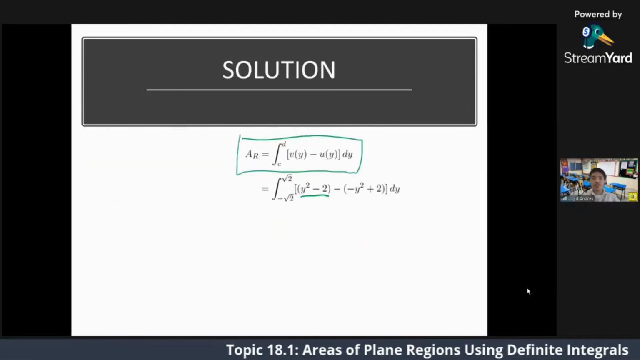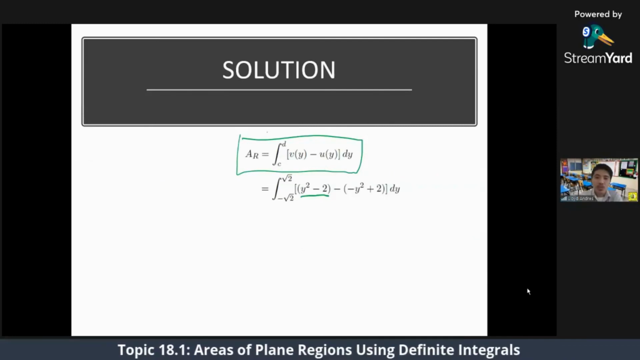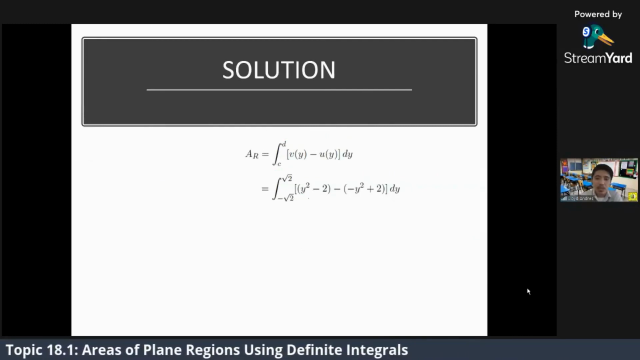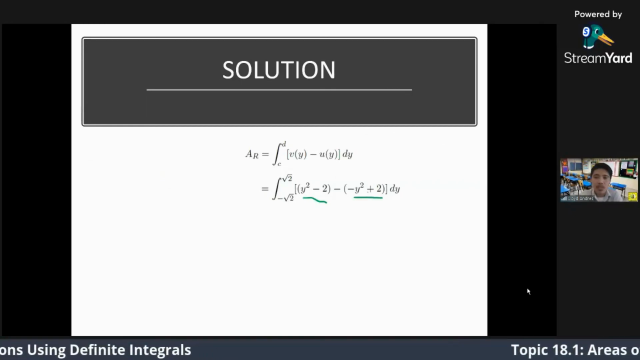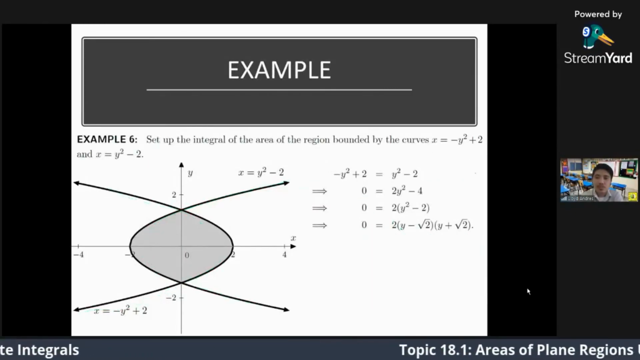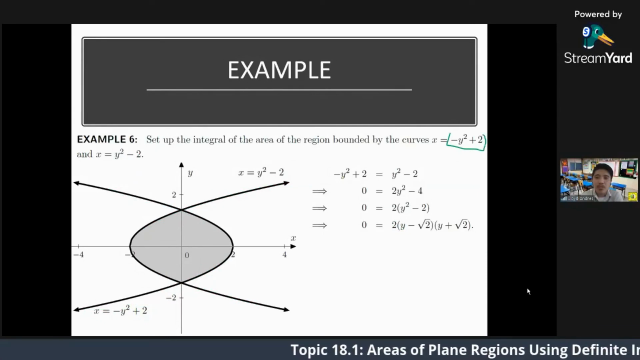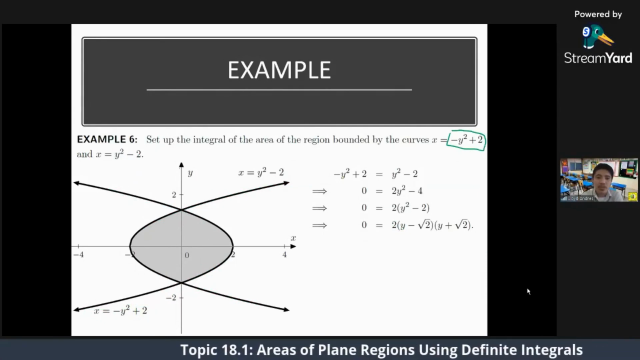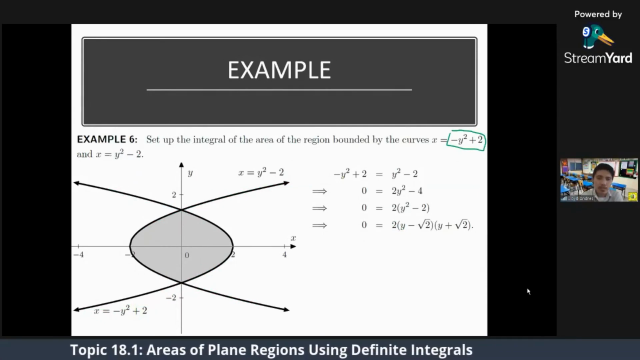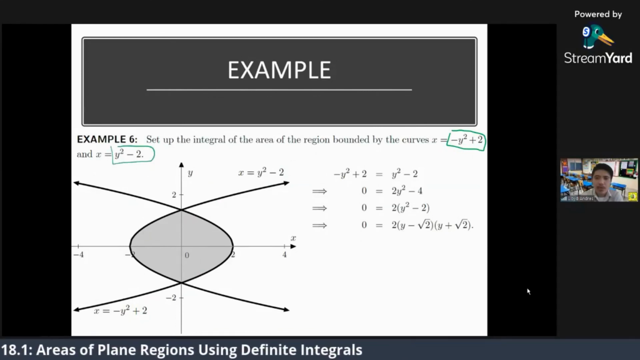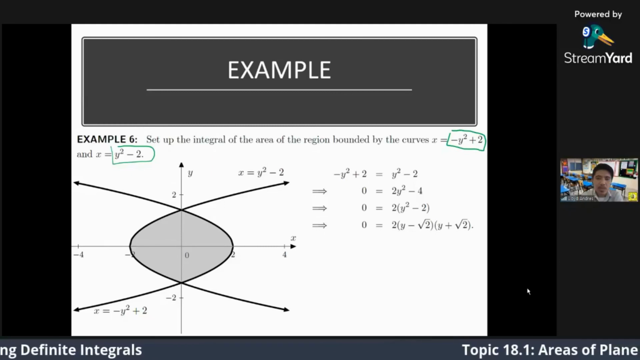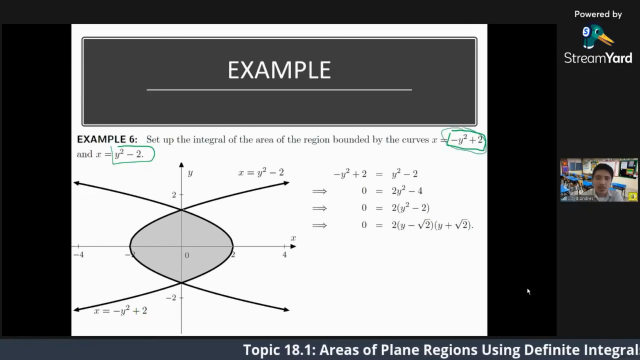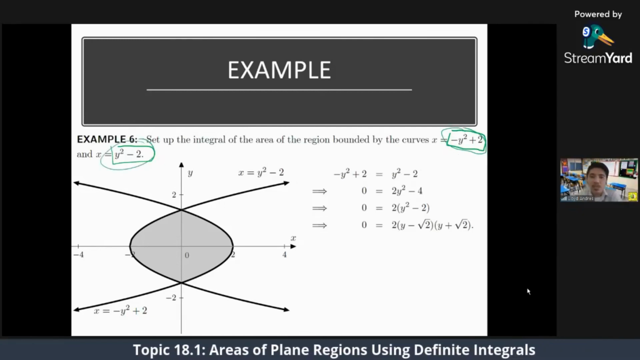Anyway, he just substitutes. Y squared minus 2, negative y squared plus 2. That is our left limit. This one is actually the right limit. So I think the book has it reversed.